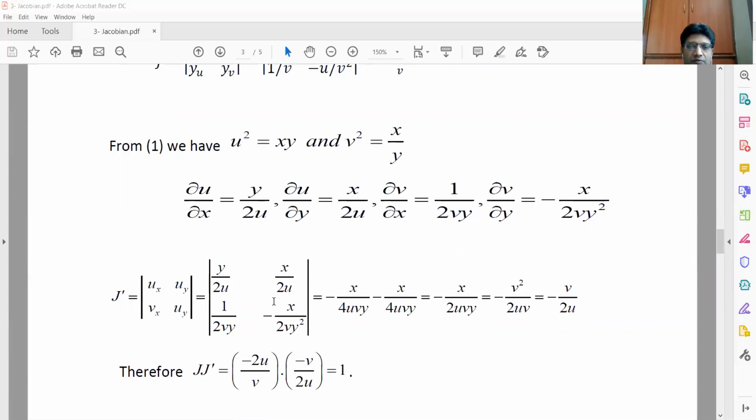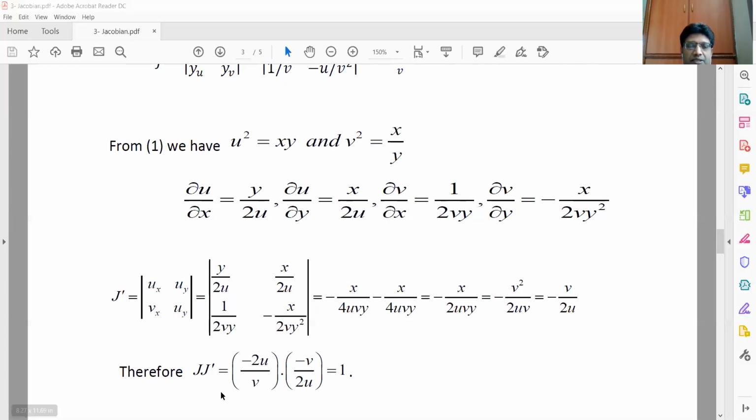So, if I expand this one, minus xy by 4uv y square. Y gets cancelled, we will get minus x by 4u vy. Similarly, this becomes minus x by 4u vy. So, minus x by 2u vy it becomes. So, what is x by y? X by y is nothing but v square. So, v cancels, minus v by 2u.